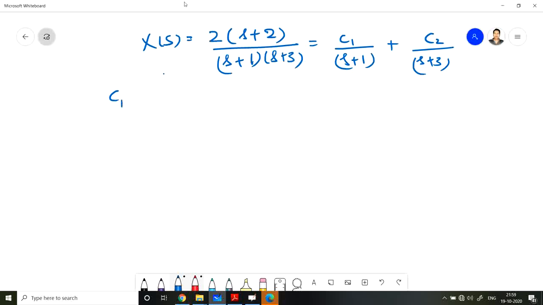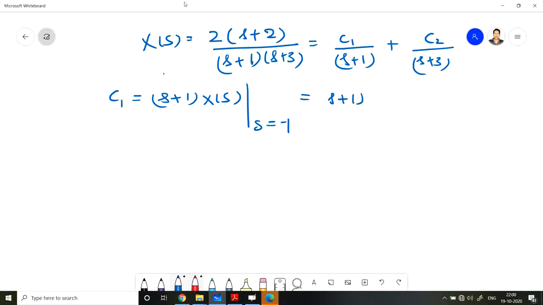Now what is C1? How to get C1? To get C1, we just have to see the denominator of this C1, that is s plus 1. Then we have to multiply it with X(s), and put s equal to -1. Basically the pole. So what is the pole here? The pole is s equal to -1, and here the other pole is s equal to -3.